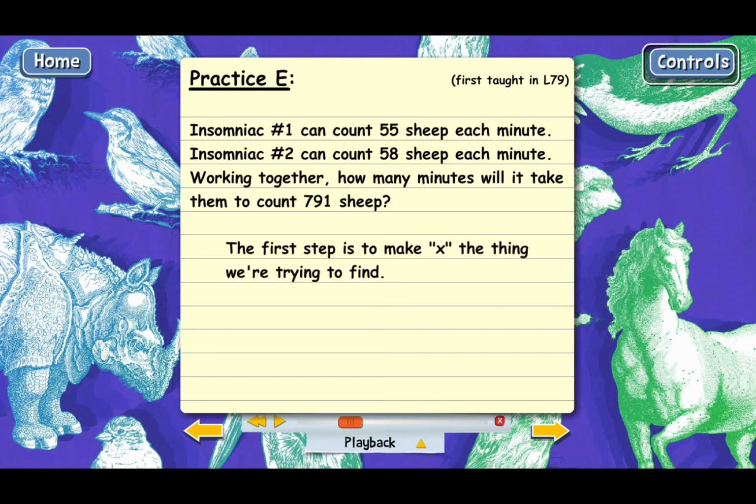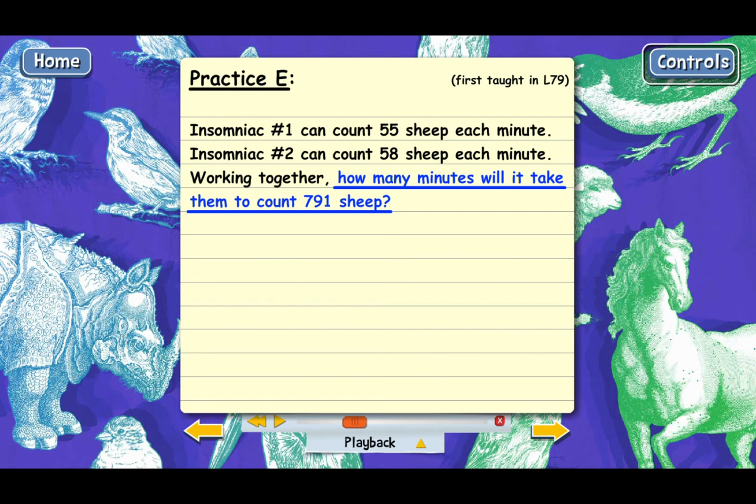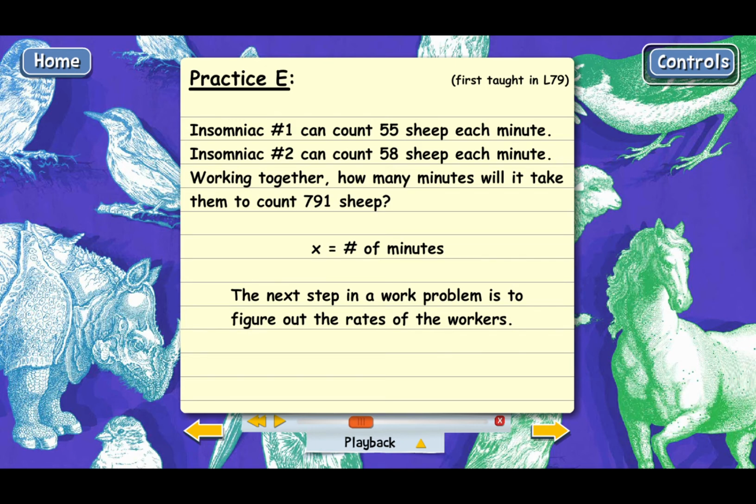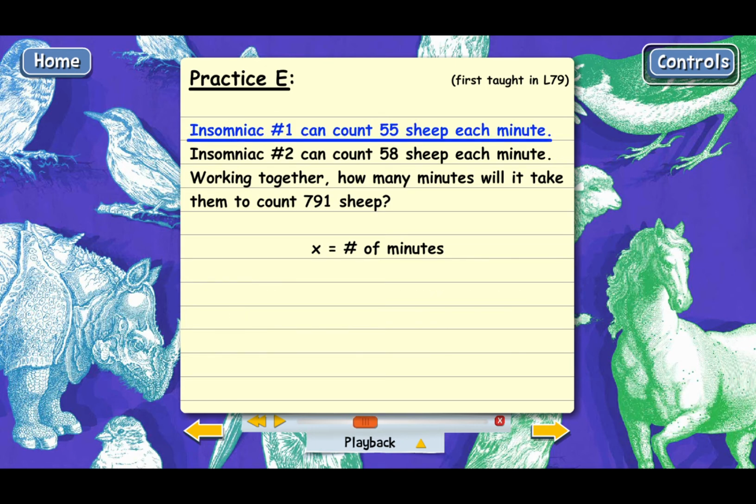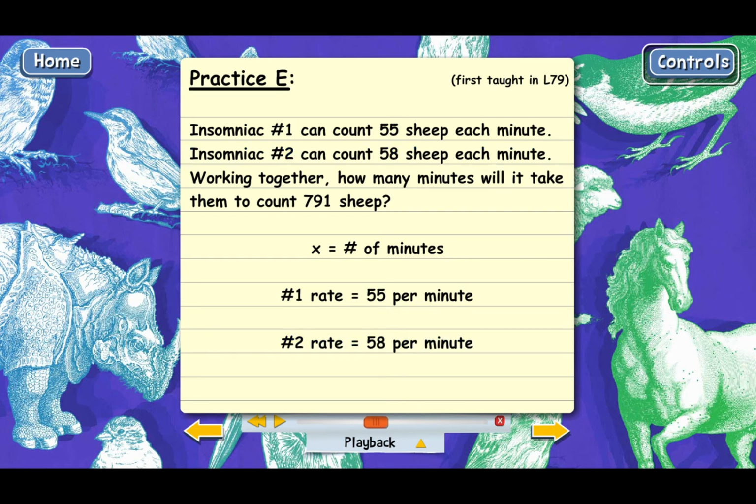And the first step is to just make X the thing we're trying to find, which is the number of minutes it's going to take these insomniacs to count 791 sheep. And so that's X. And then the next step in a work problem is to figure out the rates of the workers. Number 1 can count 55 sheep each minute. So number 1's rate is 55 per minute. And then number 2 can count 58 sheep each minute. So number 2's rate is 58 per minute.